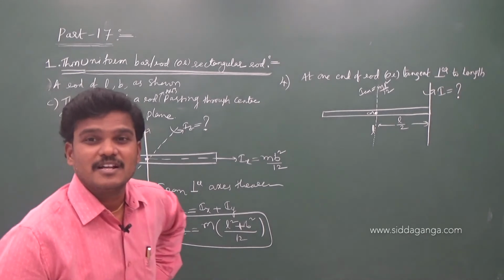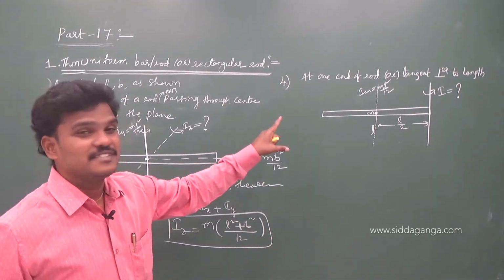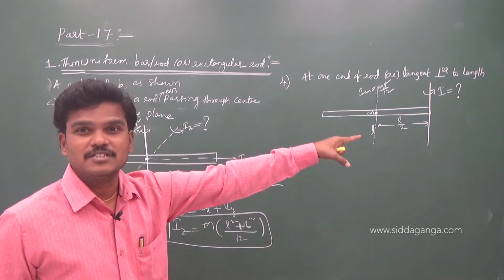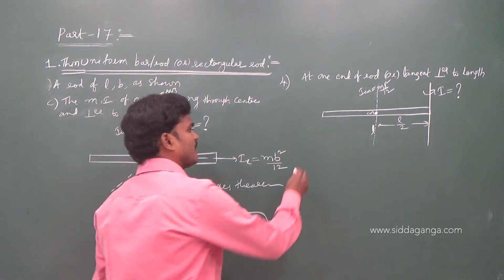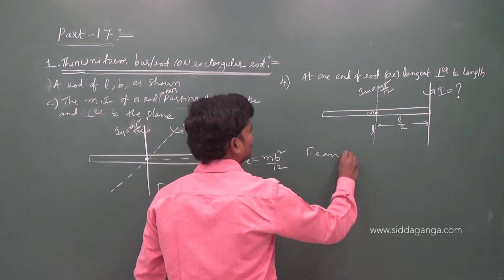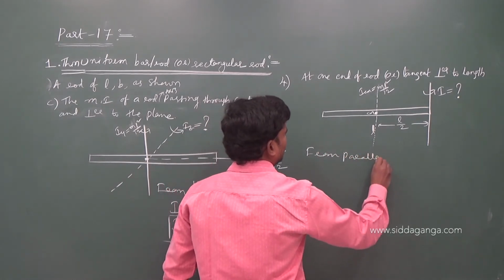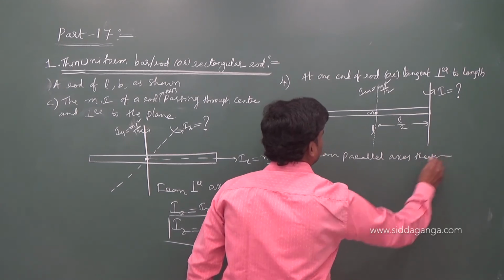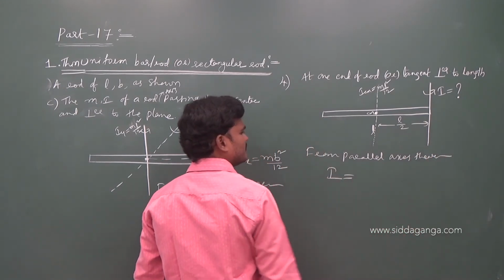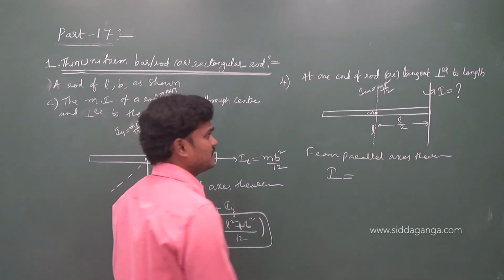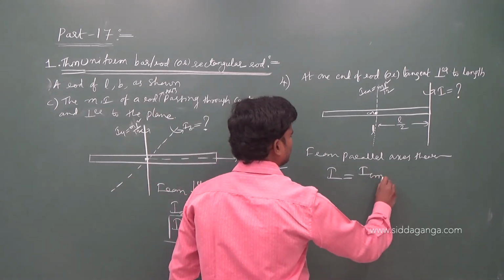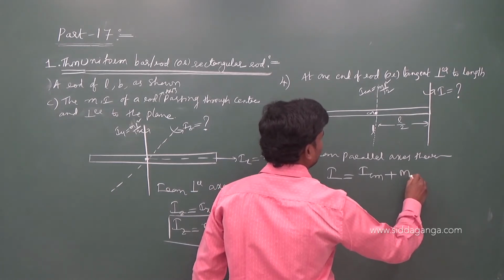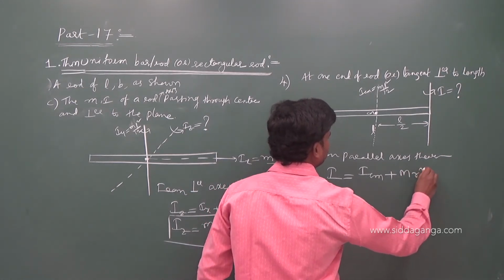Just to recall parallel axis theorem. See, there are two axes. One axis is passing through center of mass. One more axis is passing through the end. Then tell me from parallel axis theorem. From parallel axis theorem, moment of inertia of a rigid body about any axis is equal to moment of inertia of the rigid body passing through center of mass plus mass of the rigid body times the square of the distance between them.